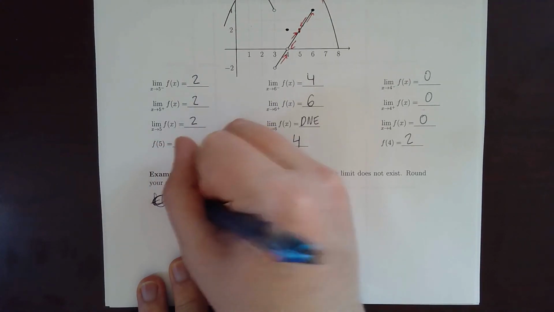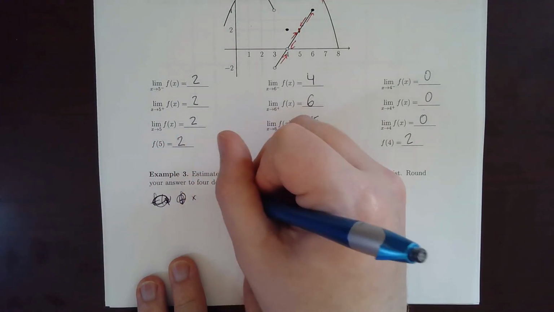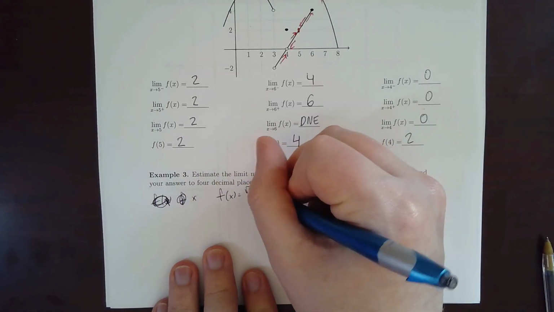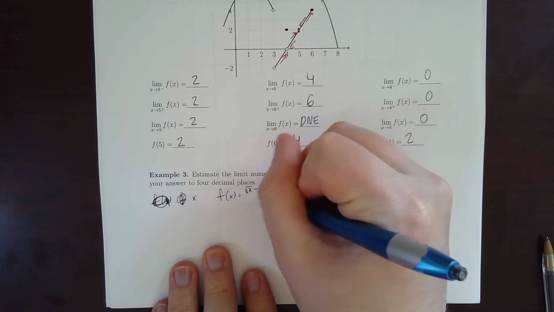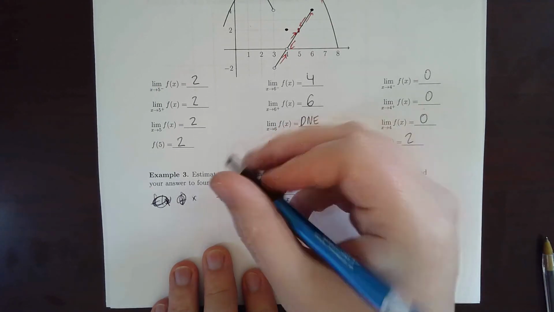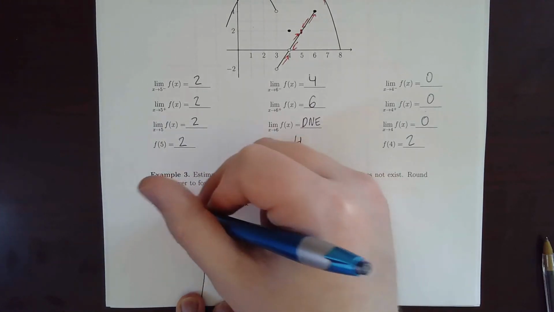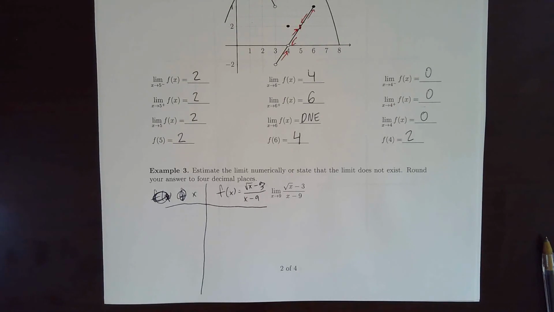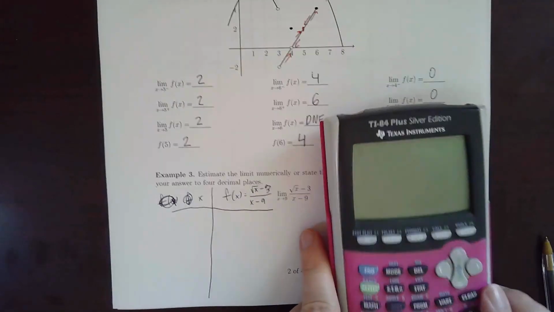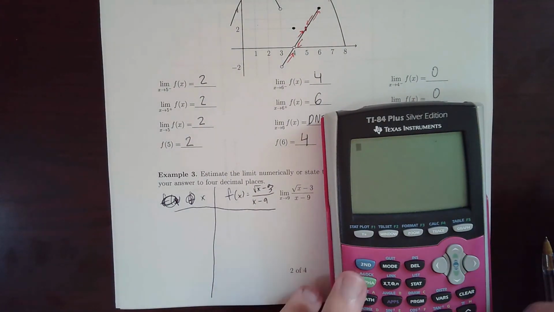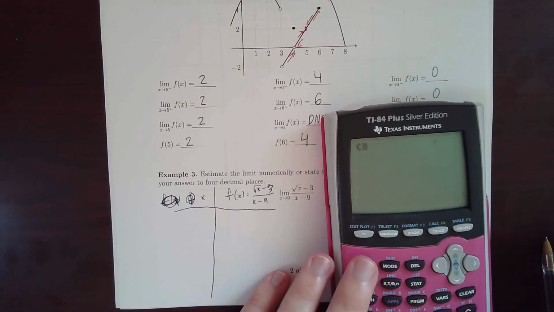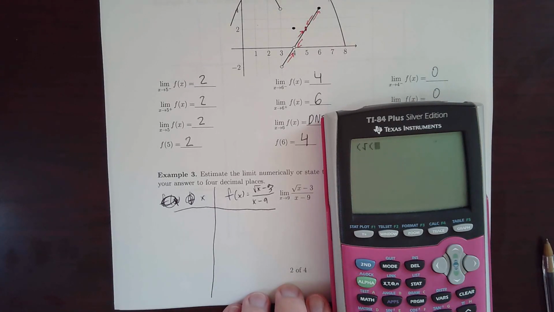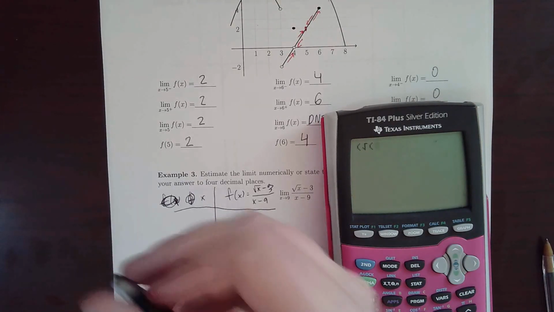So we'll talk about different values for x, and then what this f of x is, which is going to be our square root of x minus 3 divided by x minus 9. So we can plug in different values for this, and make a table of this, or we can just plug it in ourselves. If we're trying to get towards 9, we'll pick values right above 9.